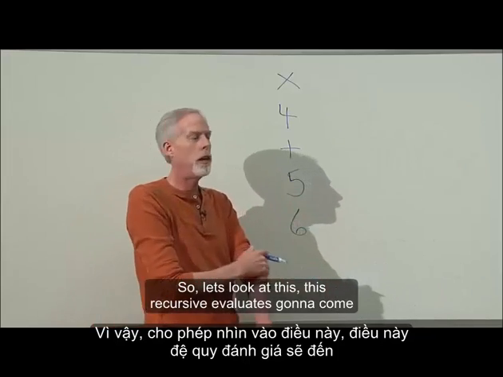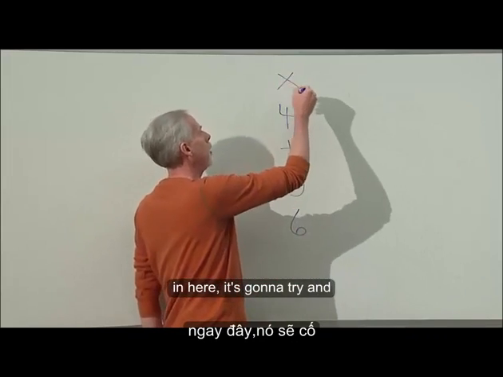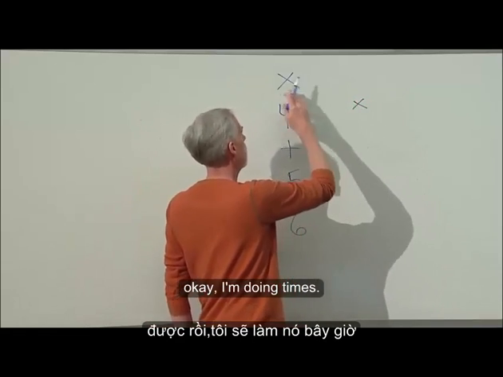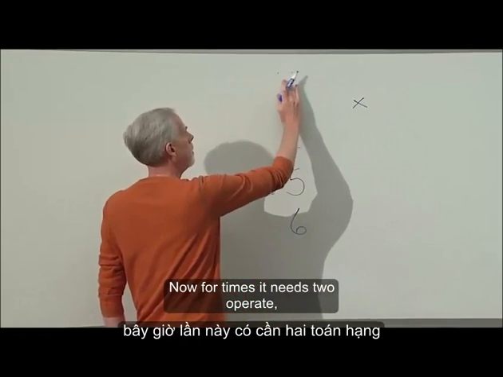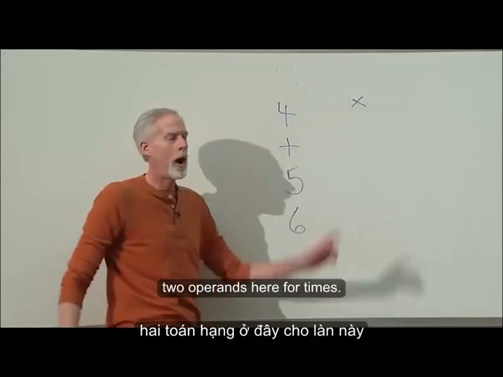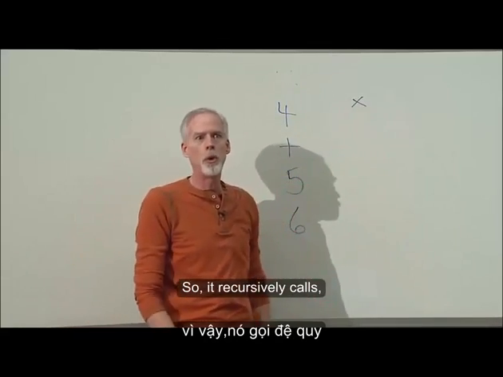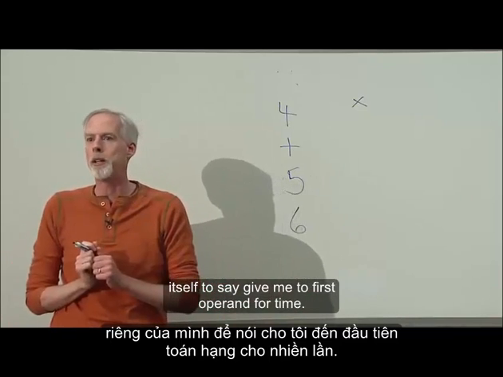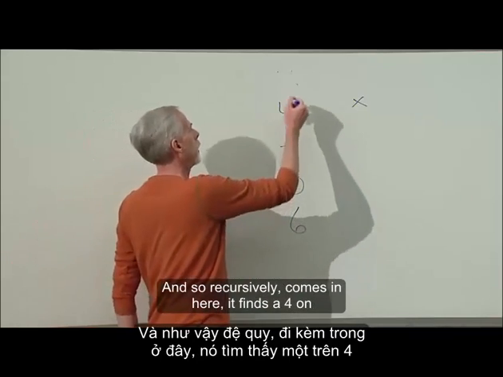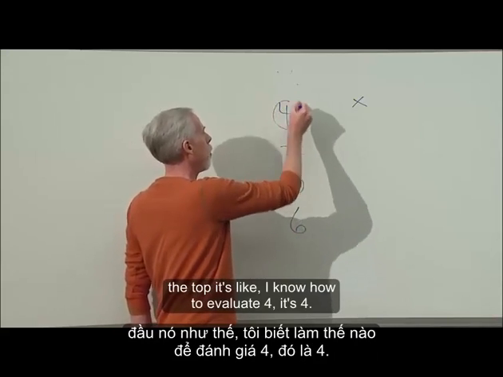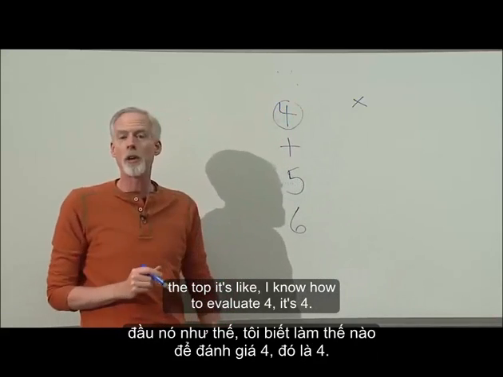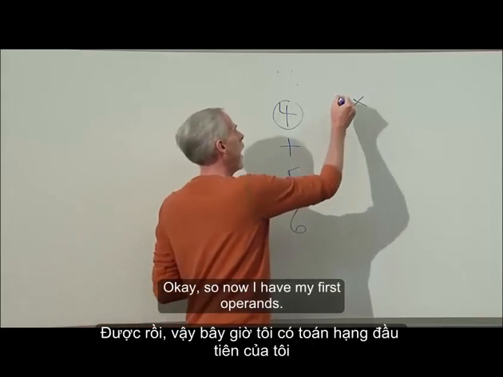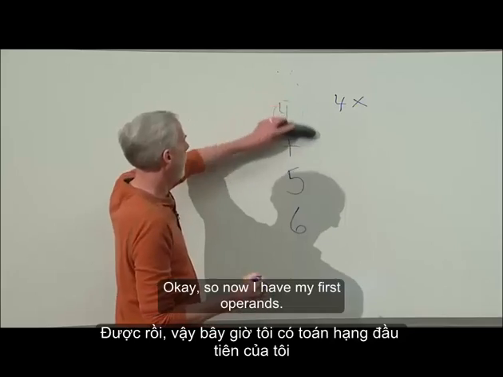This recursive evaluate is going to come in here. It's going to try to evaluate the top of the stack, which is a times. Okay, so I'm doing times. Now, for times, it needs 2 operands. So it recursively calls itself to say, give me the first operand for times. And so it recursively comes in here. It finds a 4 on the top. I know how to evaluate 4. It's 4, so it just returns. Okay, so now I have my first operand.